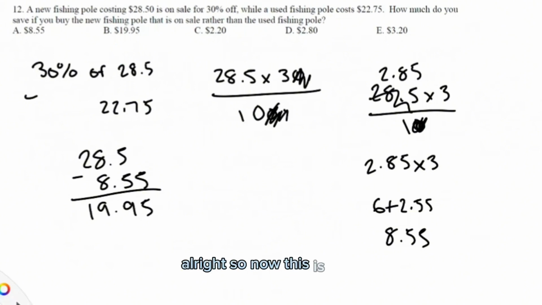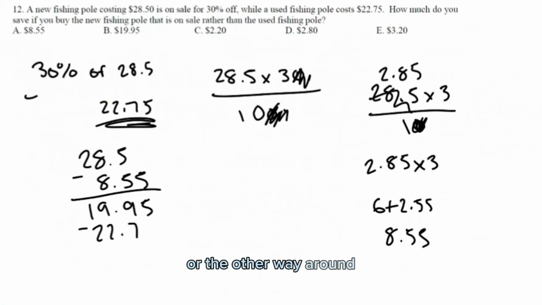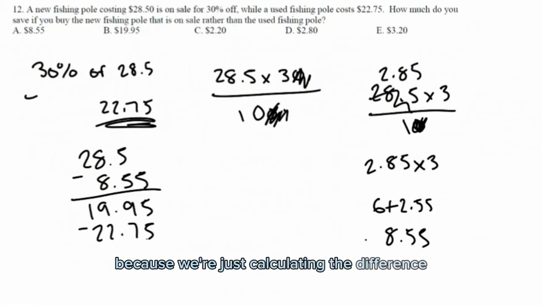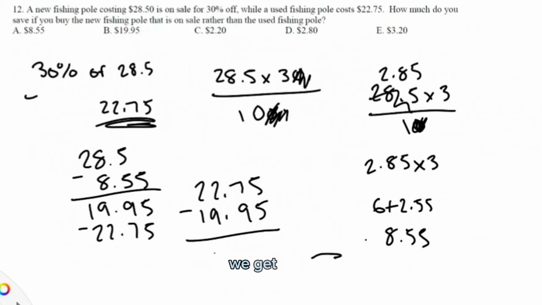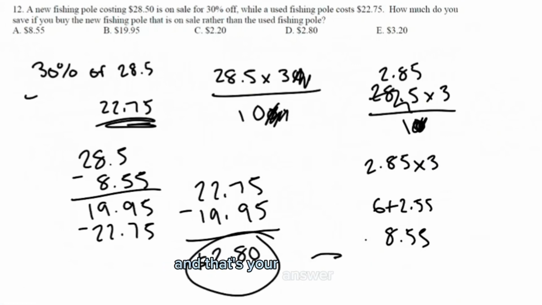Alright, so now this is 28.5 on sale for 30% off. So now what we need to do is 19.95 minus this 22.75. Or the other way around, because this is a greater number. But it doesn't really matter because we're just calculating the difference. But let's just do it the other way around. 22.75 minus 19.95. Alright. When we compute that, we get 2.80 or $2.80, and that's your answer.